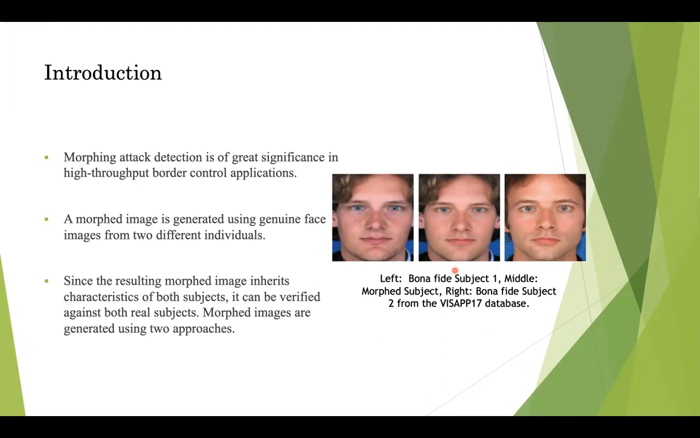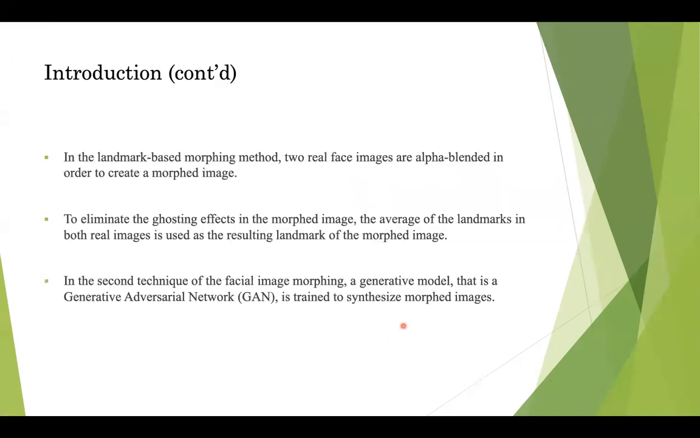Morphed images are usually generated using two approaches. In the first approach, known as the landmark-based morphing method, two real face images are alpha blended in order to create a morphed image. To eliminate the ghosting effects in the morphed image, the average of the landmarks in both real images is used as the resulting landmark of the morphed image. In the second technique of facial image morphing, a generative model, which is a generative adversarial network, is trained to synthesize morphed images.